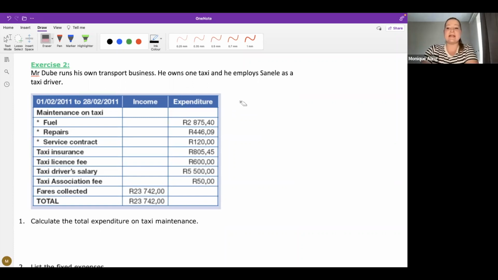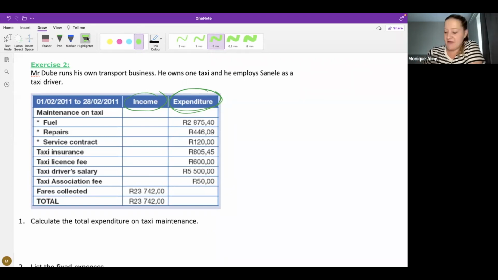Okay, so it's a slightly different setup to the last exercise, but again, same kind of information. They've given us some income information as well as some expenditures. Obviously different expenses because it's a different type of business, but this is a very simple table compared to the other one. All right, so looking at question 1, it says calculate the total expenditure on taxi maintenance.